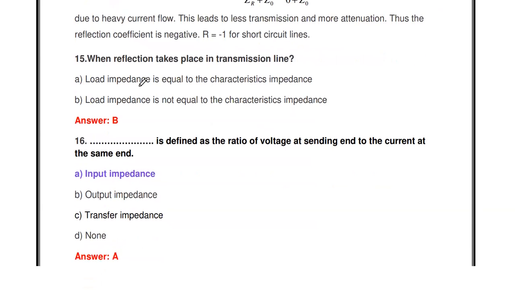Then the next thing: when reflection takes place in a transmission line, is the load impedance equal to the characteristic impedance? No, the load impedance is not equal to the characteristic impedance. The reflection takes place whenever the load impedance is not equal to the characteristic impedance. That means ZL is not equal to Z0, or ZR is not equal to Z0. At that time reflection takes place in a transmission line.